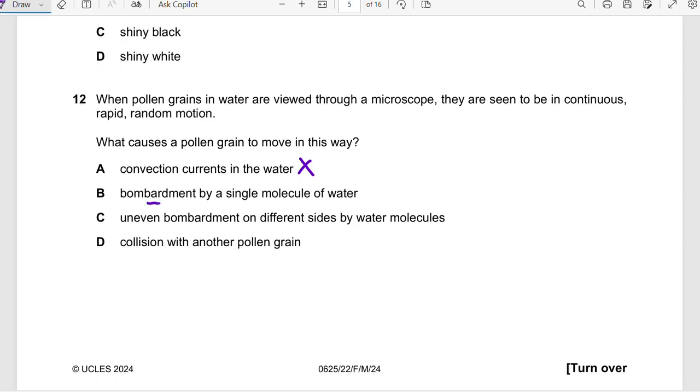In B, they say bombardment by a single molecule of water. Of course, bombardment means collision. Since they say here a single molecule, this is wrong. Why? Because pay attention, in the question they say continuous rapid random motion. So there will be more than a single bombardment, so B is wrong. C, uneven bombardment on different sides by the water molecules, this is possible. And D, collision with another pollen grain, actually this is wrong. So the answer is C.